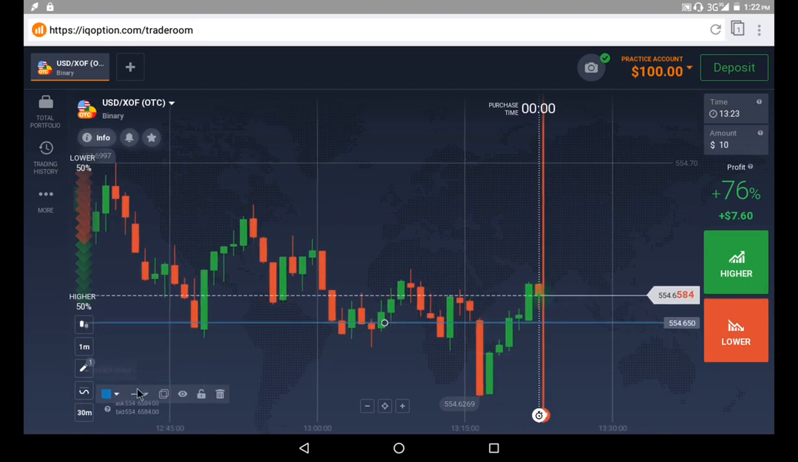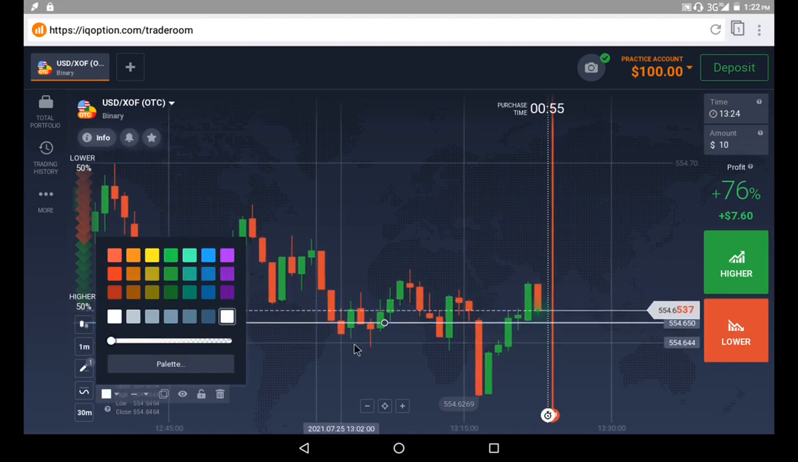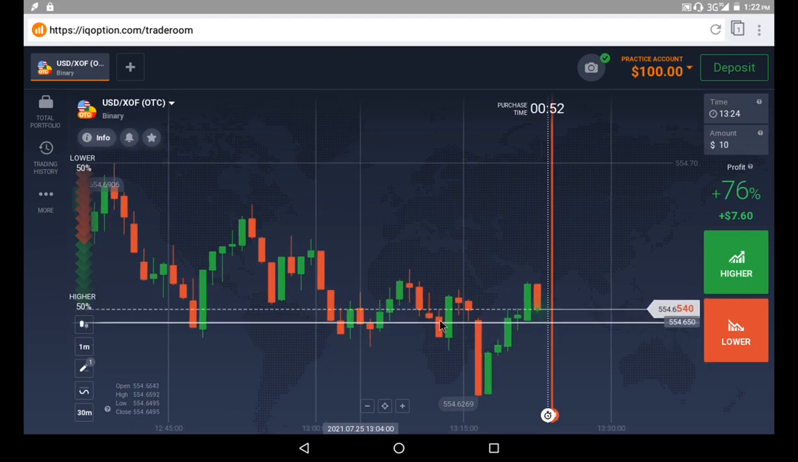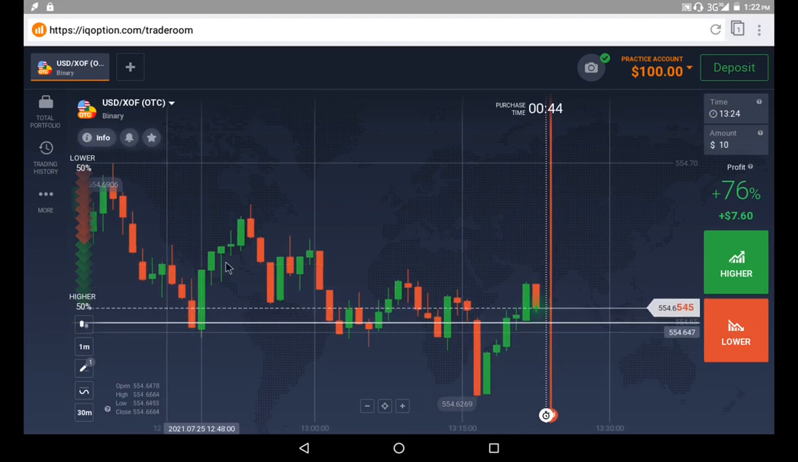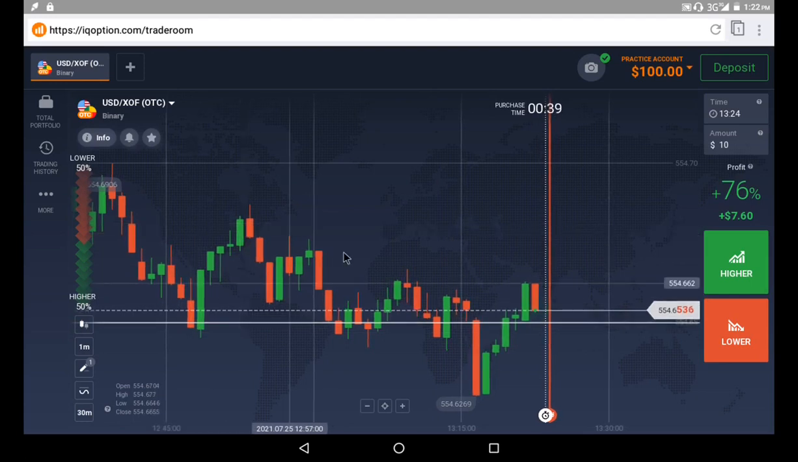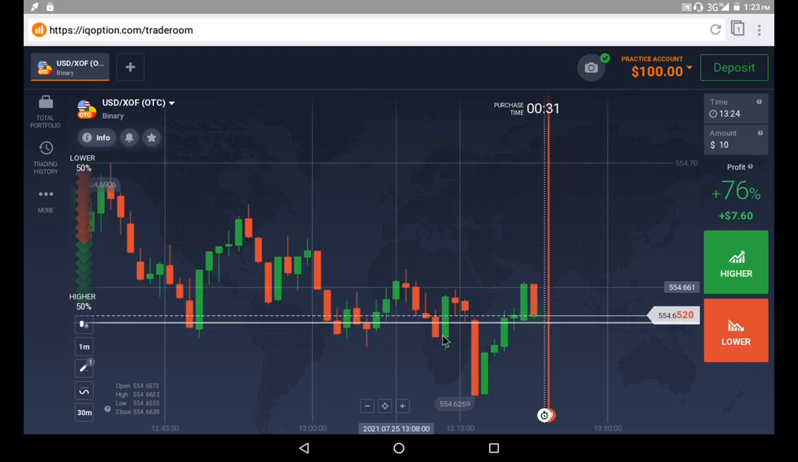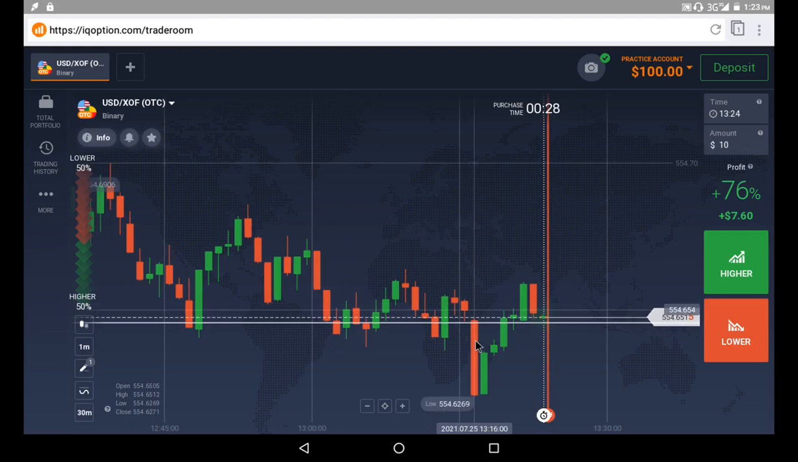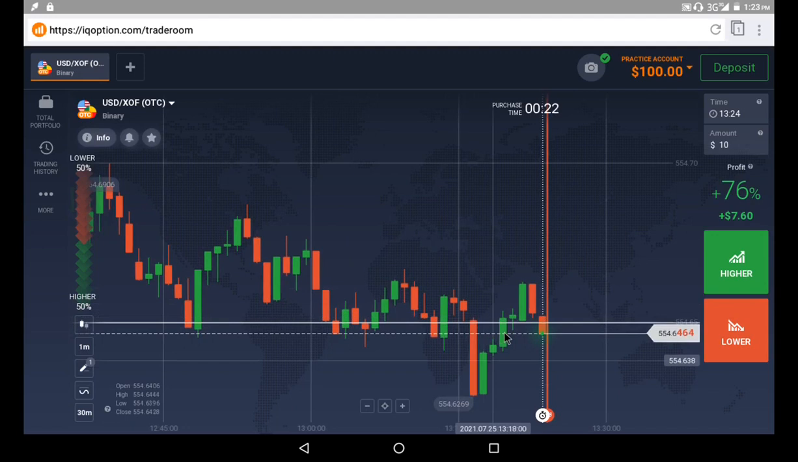Let me change the color again. Change it to white this time around. So this white horizontal line you are seeing is the round number area. Now after this strong selling pressure, after the breakout, the buyers entered very strongly. And then after the breakout again, it reversed, buyers entered. After the breakout here again, the buyers entered again. Now after this very strong breakout here, you see the market reversed again.